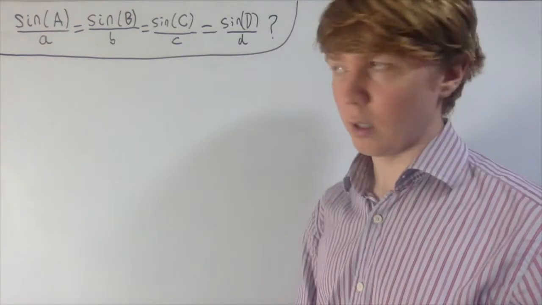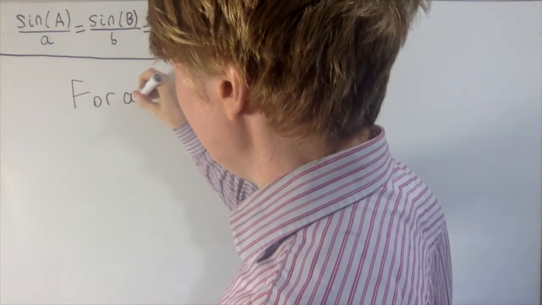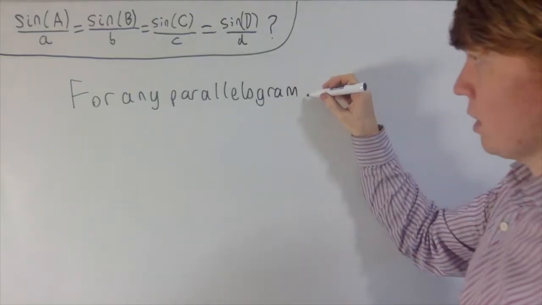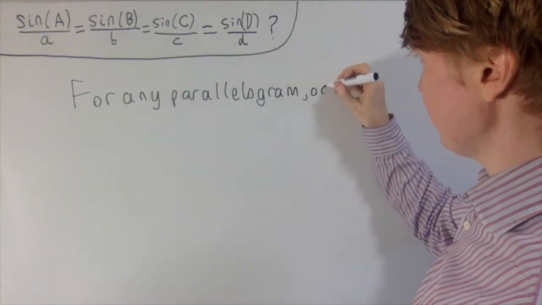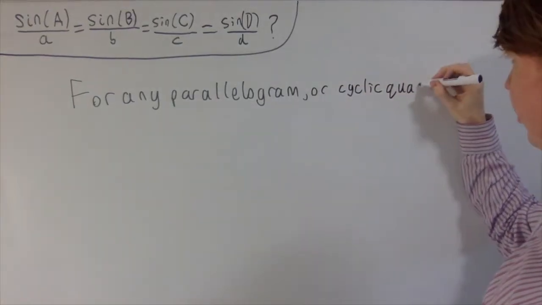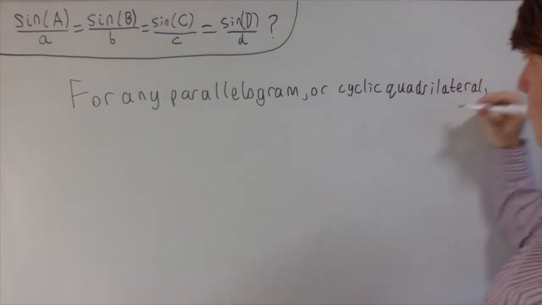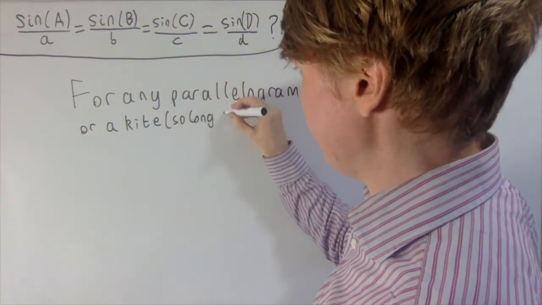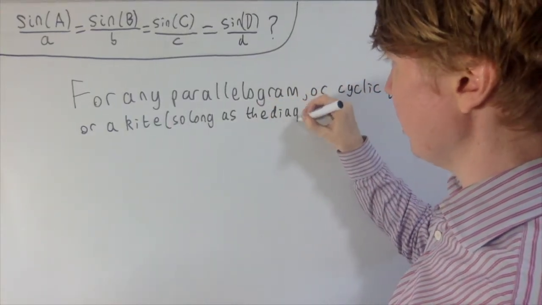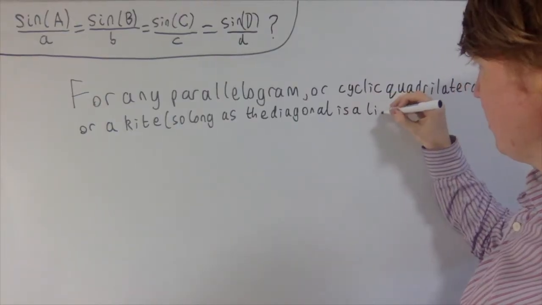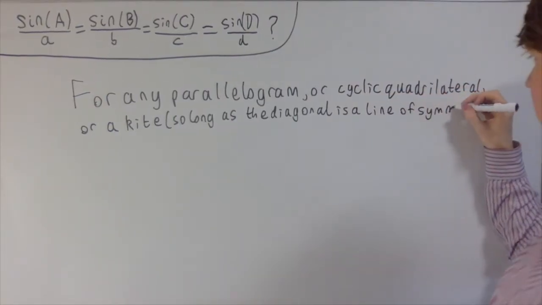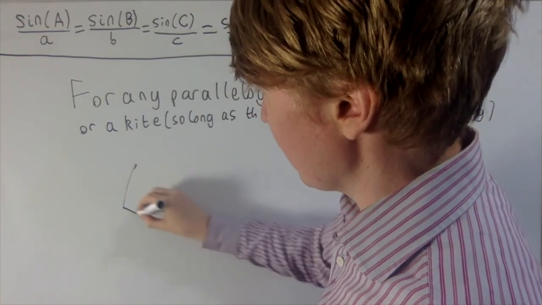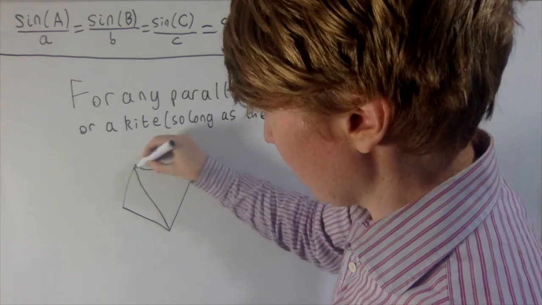So just to conclude what we've discovered then, basically we're saying that for any parallelogram, which includes the special cases, squares, rectangles and rhombi, or any cyclic quadrilateral, or even a kite, so long as the diagonal is a line of symmetry, then we'll have sine A over A equals sine B over B equals sine C over C equals sine D over D. This is our general picture.